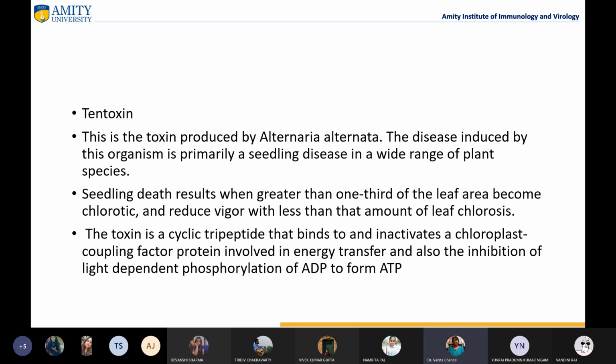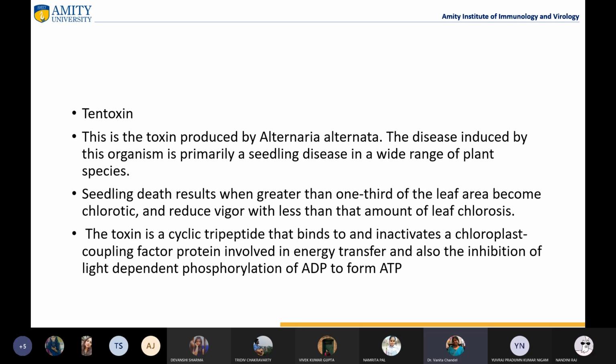Then we have tentoxin. This is a very important toxin, and it is produced by Alternaria alternata. This pathogen causes a number of diseases. The Alternaria leaf spots are very common leaf spot fungi.